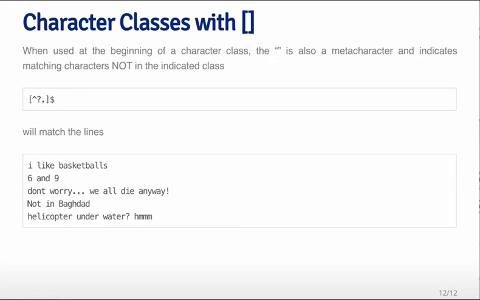Used at the beginning of a character class, the caret is also a metacharacter and indicates that it should match any of the characters not in the indicated class. For example, here we're looking at the end of the line with the dollar sign, and we're looking for any line that ends in anything other than a period or a question mark, because this means either a period or a question mark, and this caret means that it's not either of those two characters. It'll match all of these lines because most of them don't have any punctuation and some have exclamation points at the end.